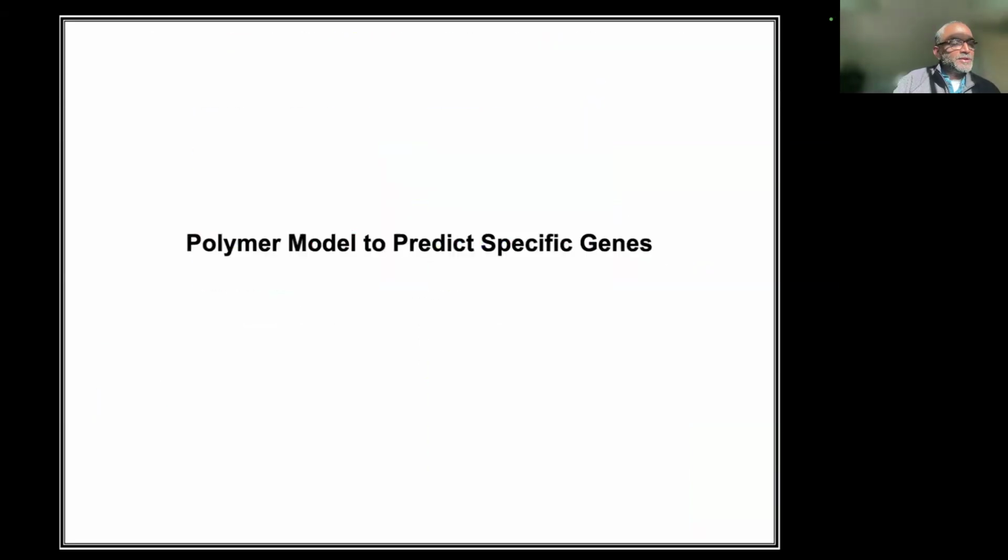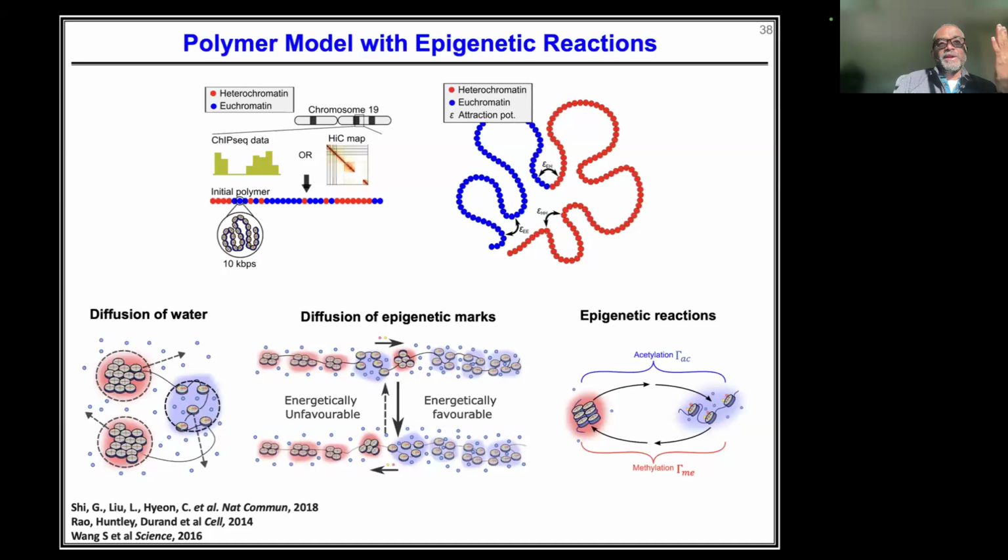This I will skip. So in the last 2 or 3 minutes that I have, I just want to talk about how we can go from this mesoscale approach to really predicting which genes are upregulated or downregulated. So here, what we do is, we use this ChIP-seq data, which tells you which proteins can be found on every segment of DNA. And with 10 kilobase pair resolution, we use a sort of principal component analysis to assign every segment of DNA to euchromatin or heterochromatin.